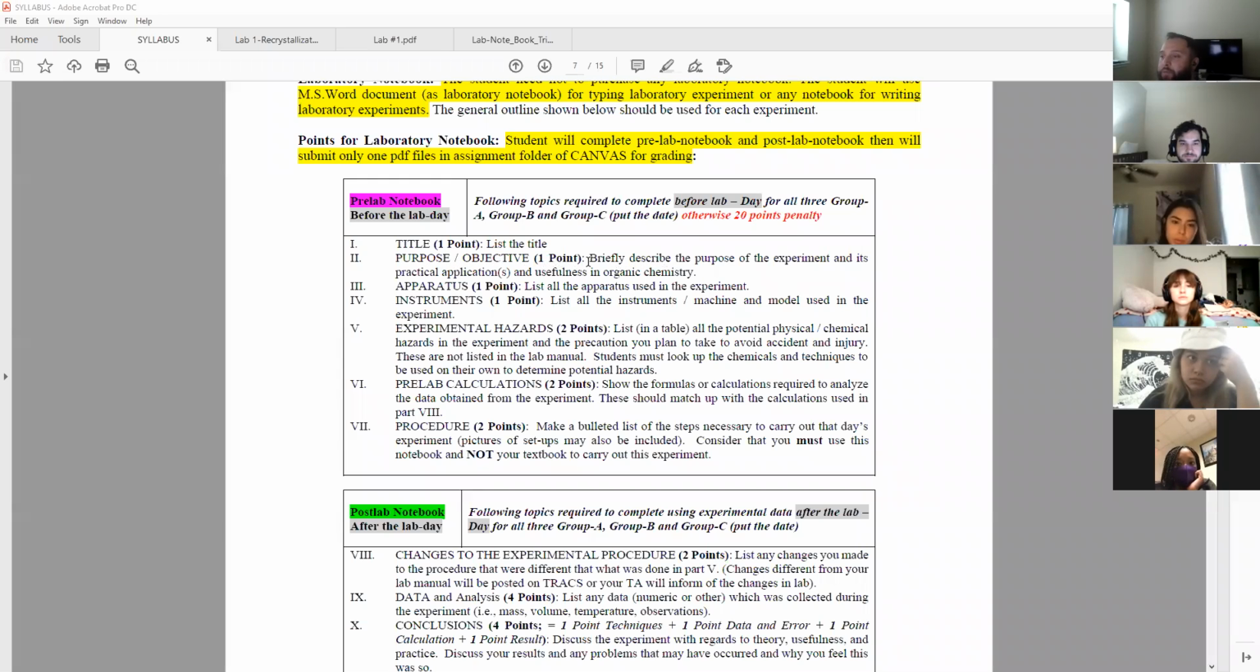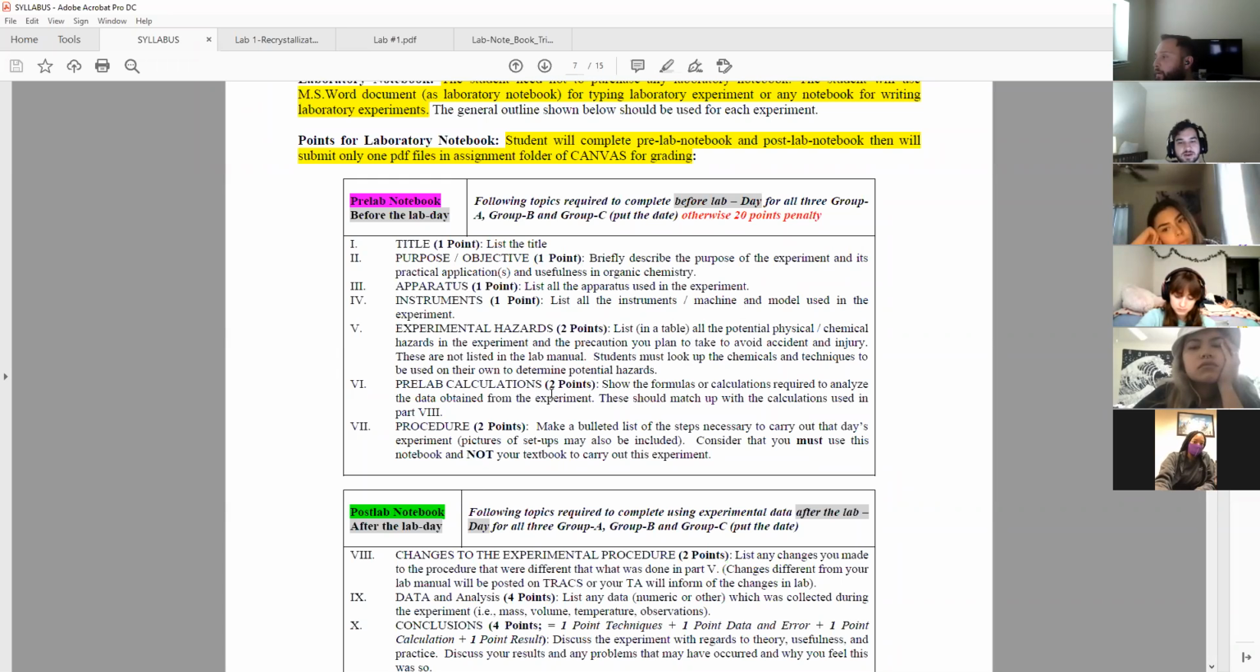You'll have a purpose and an objective. All these things should be pretty much listed in the lab manual, so you don't have to think of it. Apparatus, again, these are all listed in the lab manual. The hazards. One of the things it says here is to put it in a table. So you can do a table, or bullet points if you want. Just make it organized and easy to follow. If I have to try to decipher what you're putting on there, then I'll let you know, and if it keeps happening, I'll just take off points.